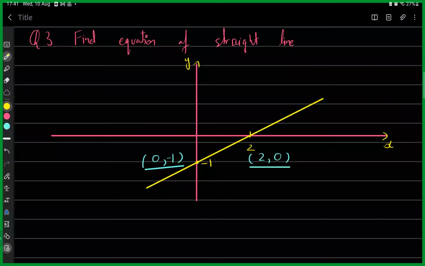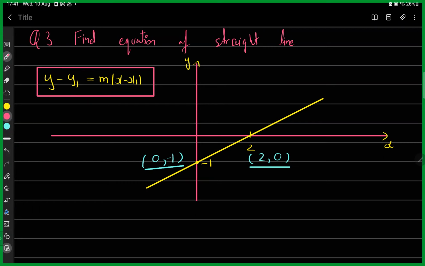So for this question, I'm pretty sure you guys would have used this formula. It's y minus y1 equals m(x minus x1). This is what we have discussed, okay? It could be that you have done it through some other method because you were able to do it correctly. But you can also do it through this formula. Formula number 2 is y equals mx plus c.